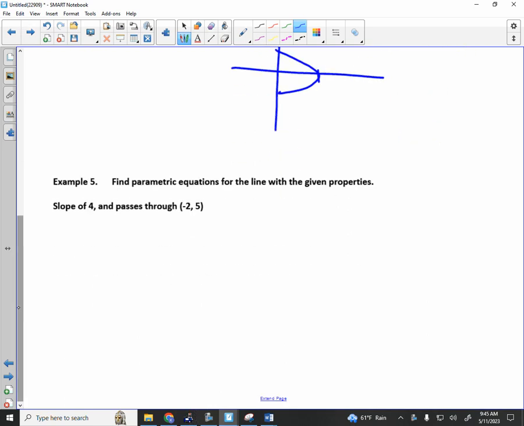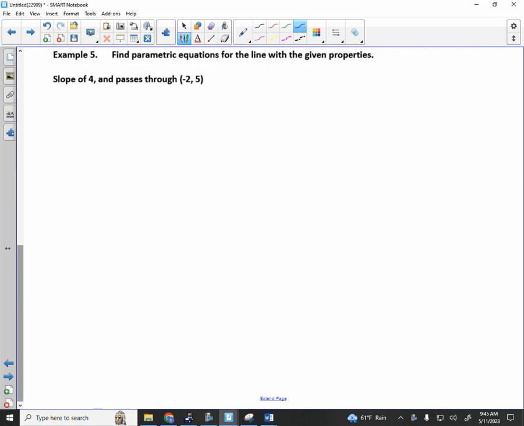Our last problem: find a parametric equation for the line with the given properties. So a slope of 4 and passes through the point -2, 5. This is easy peasy if we're dealing with x and y, okay? For example, y minus y1 is equal to m times x minus x1, right? And so the equation for our line would be simply y minus 5 is equal to 4 times x plus 2. And then we could turn that into slope-intercept form. Everybody agreed? Okay.